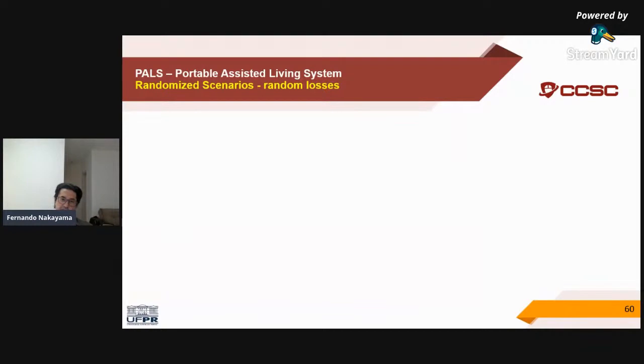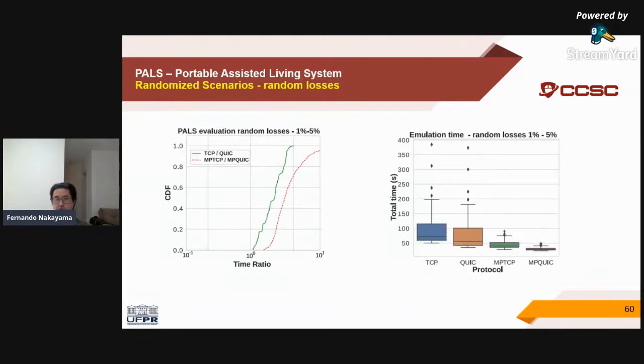The addition of losses causes less harm to the UDP-based version of PALS, and specifically the PALS MP-QUIC version. The ratio, considering the protocols, indicates better performance for PALS versions with UDP protocols, the QUIC and MP-QUIC versions of PALS. The box plots results indicate that, once again, PALS MP-QUIC was the fastest, and that PALS MPTCP and PALS QUIC results were quite comparable in the lossy environments.